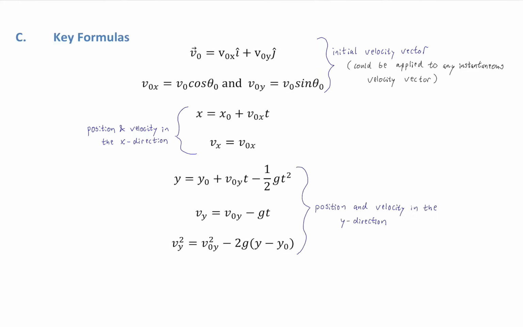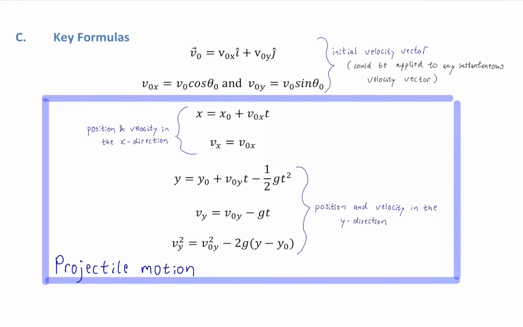Okay, but what about motion in the y direction? So this is the position and velocity in the y direction. And then all together, these 5 equations are really the main equations of projectile motion, which is just a specific case of 2-dimensional motion, very specific because it's constant acceleration, and that acceleration only points along a single axis. Okay? All right, so let's move forward and solve some problems.